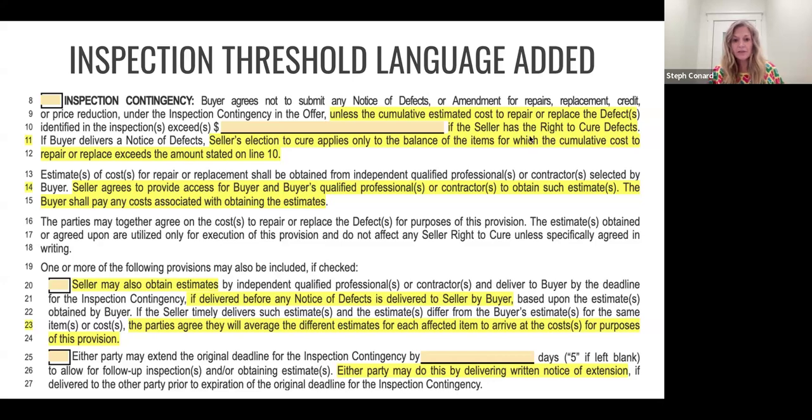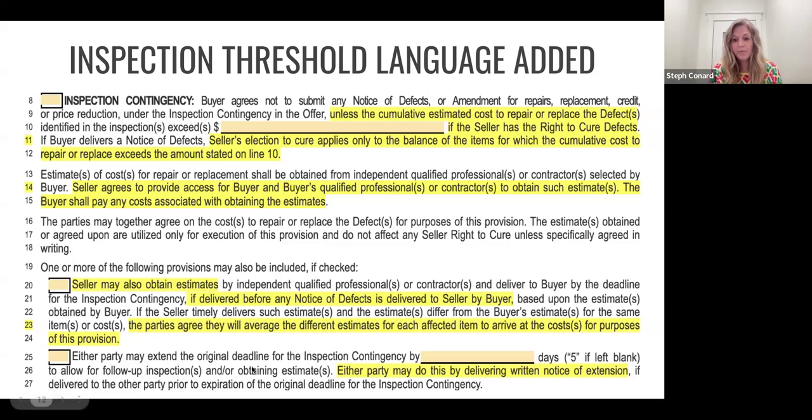If the seller timely delivers such estimates and the estimates differ from the buyer's estimates for the same items, and it's again mapped out for us, the parties agree that they will average the different estimates for each affected item to arrive at the cost for the purposes of this provision. So, if we got two differing roof quotes, scope of work is similar, or the same, I should say. One is 7,000 and one is 10,000. Then we're going to land on 8,500 for, again, the purposes of the threshold.